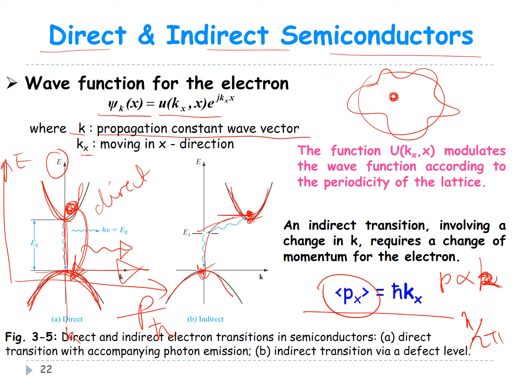So you'll find that when we make photoconductive devices that can emit light, so to speak, we usually use direct semiconductors. And things like silicon, you remember silicon is an indirect semiconductor. So silicon cannot be used in photoconductive devices.